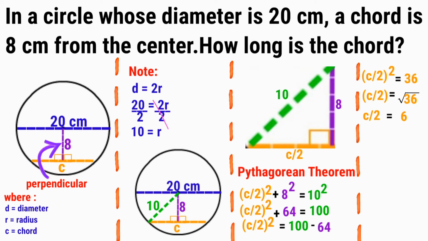Now, let's transpose 2 to the right side. c is equal to 6 times 2. 6 times 2 is 12. So c is 12 centimeters. The length of the chord is 12 centimeters.